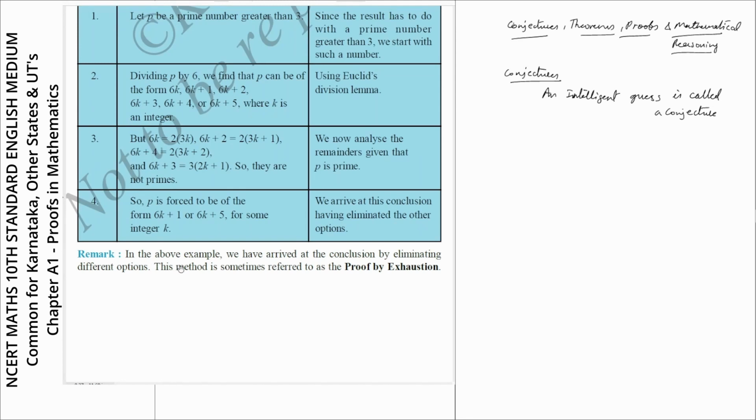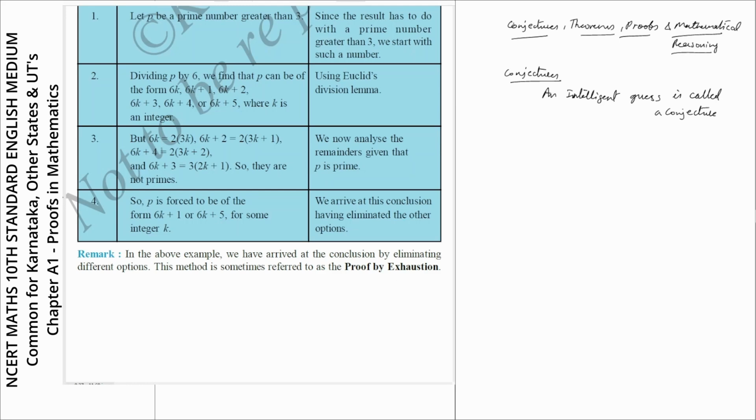Here you can see, in the above example we have arrived at the conclusion by eliminating the different options. This method is sometimes referred to as proof by exhaustion. Among these options, we started eliminating one by one. We eliminated 6k, which is not a prime number. We eliminated 6k plus 2, which is not a prime number. And again we eliminated 6k plus 4, and 6k plus 3, which are not prime numbers. And we were left with only 6k plus 1 and 6k plus 5. This is how we proved that a prime number is in the form of 6k plus 1 or 6k plus 5. So whenever we arrive at the conclusion by eliminating like this, it is called proof by exhaustion.